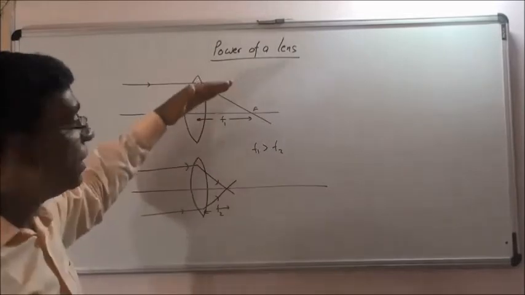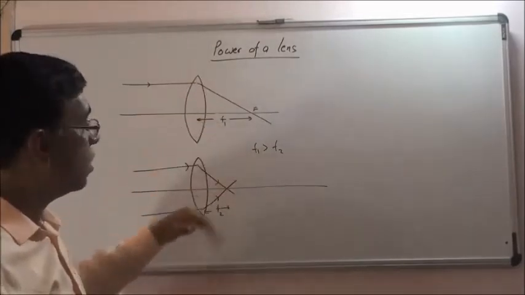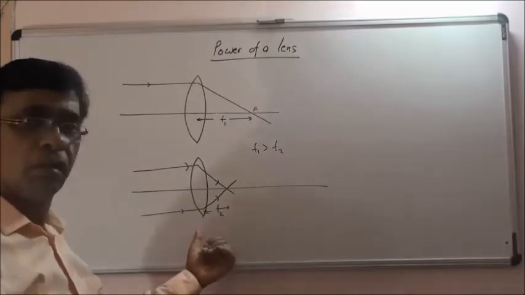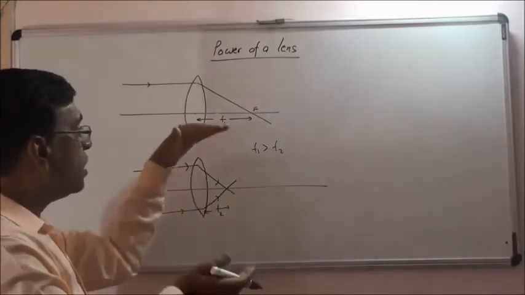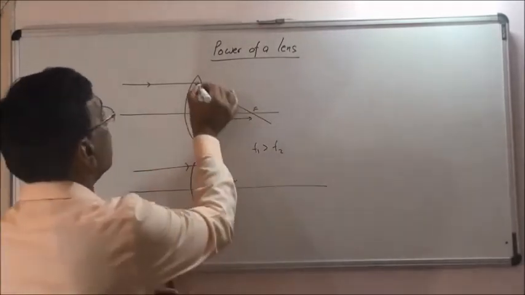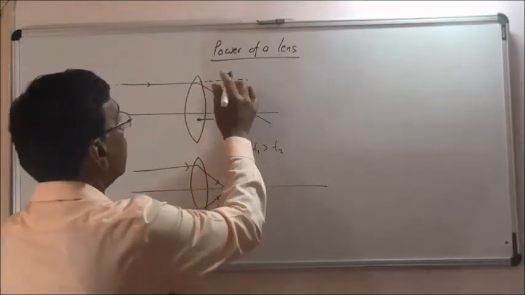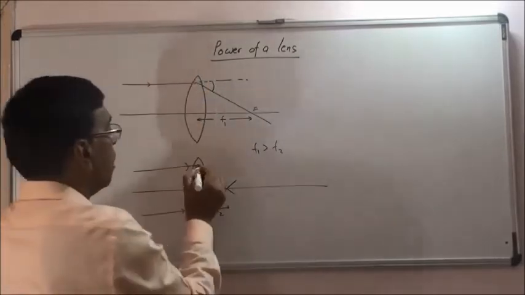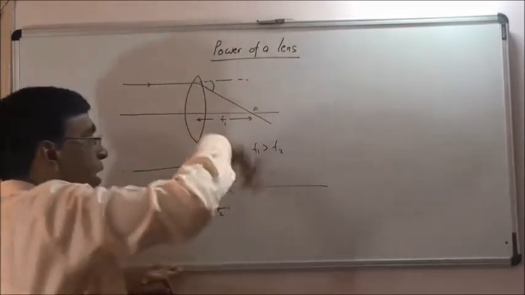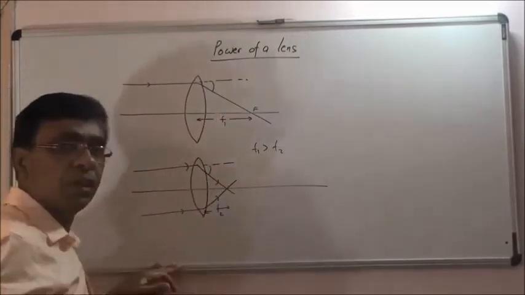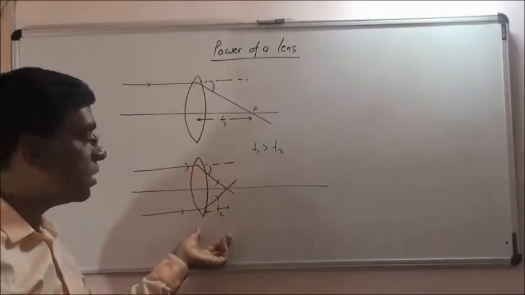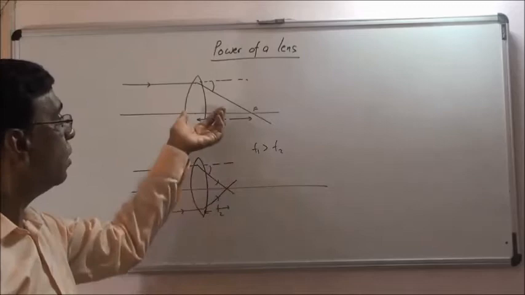Now if I ask you which lens is more powerful, this one or this one, then the answer should be this one, because it is bending the rays more. The rays were coming in this direction. This lens has been able to bend the rays by this much angle, while this one is bending them more. That's why they are converging at a point nearer to the lens. So this lens is more powerful than this one.